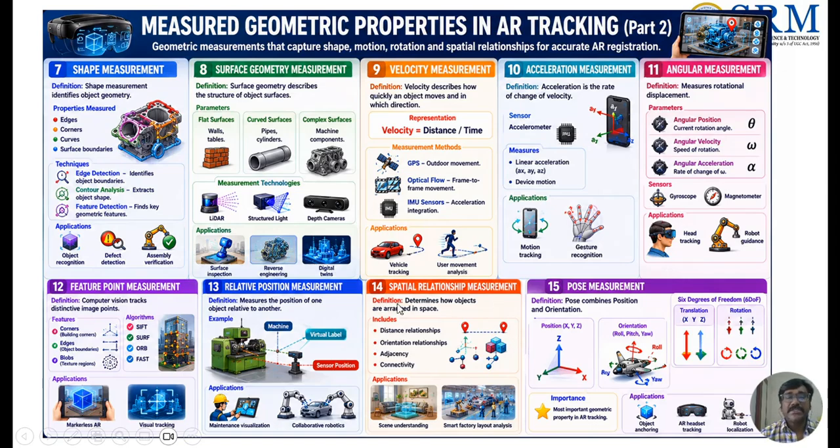Spatial relationship measurement determines how objects are arranged in space. It will indicate the distance relationship, orientation relationship, adjacency, and connectivity. Pose measurement combines position and orientation. So x, y, z and rotation like pitch, roll, and yaw are combined together to identify the pose.